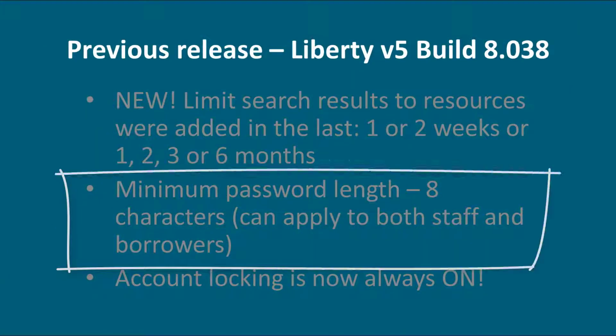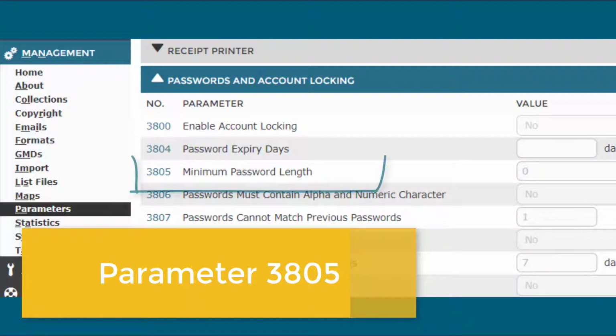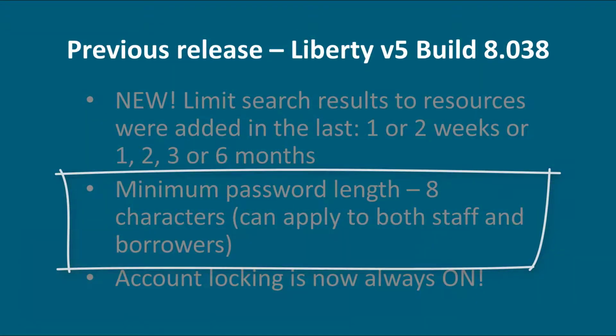For libraries not using single sign-on and using Liberty's built-in username and password authentication, staff user passwords now have a minimum length of 8 characters, regardless of the value set in parameter 3805. If parameter 3805 is set to less than 8, then it will apply to non-staff users only. Otherwise, it applies to all users.